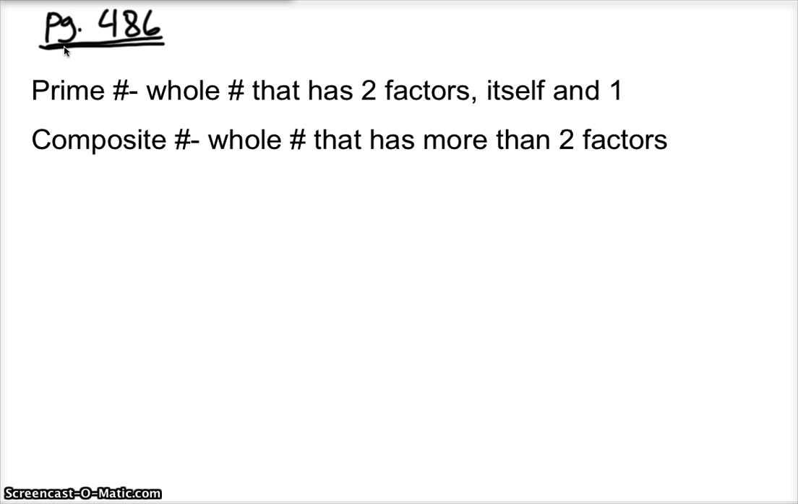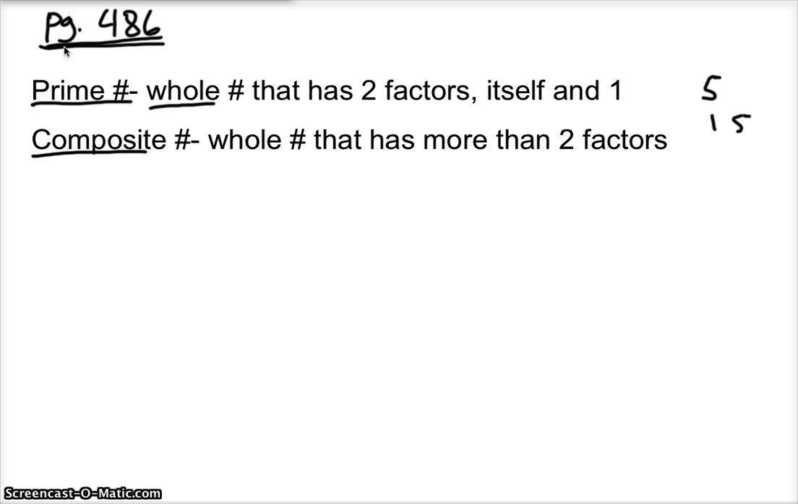So here's just a reminder. A prime number is a whole number that has just two factors, itself and 1. For example, the number 5 is prime because you can only multiply 1 and 5 to get 5. You can't do any other multiplication of a whole number. Now you could do 2 times 2.5, but we're only talking about whole numbers, so we're not talking about fractions or decimals.